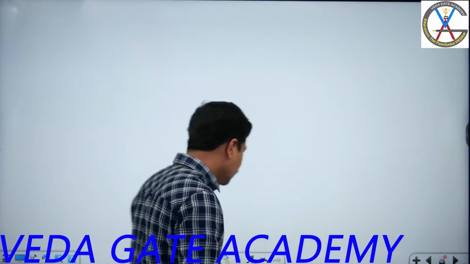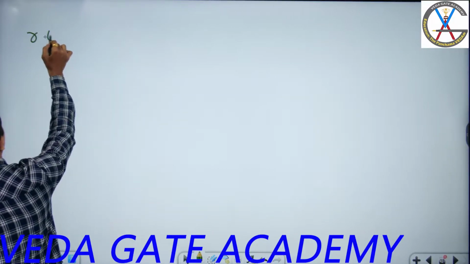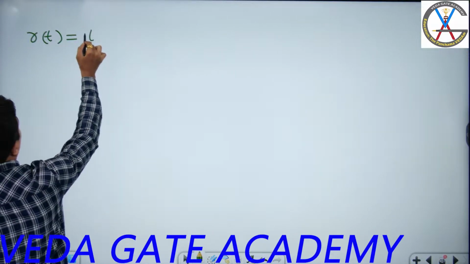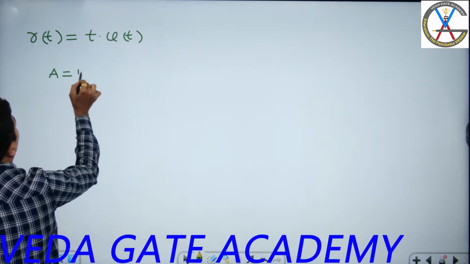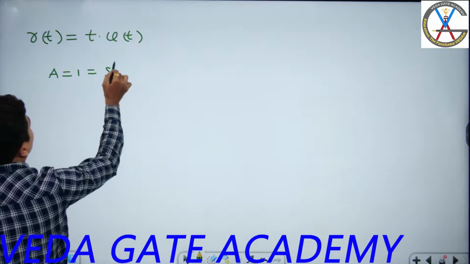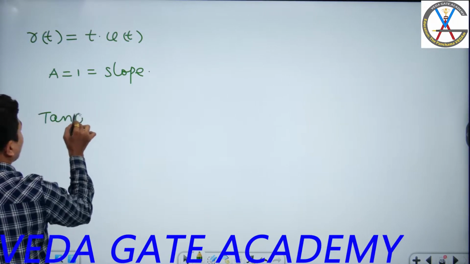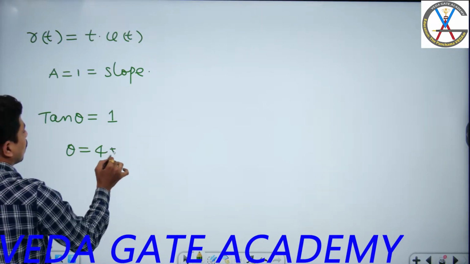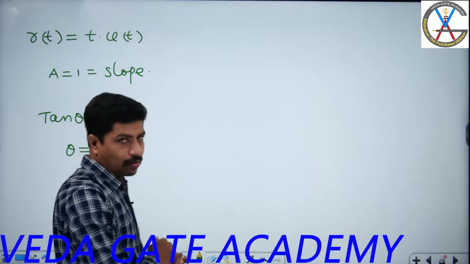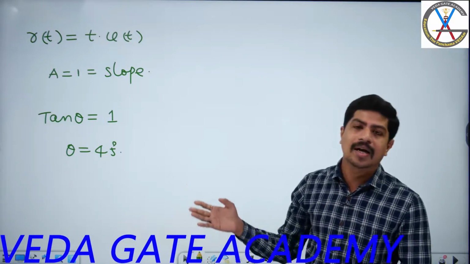So this is about the ramp signal. Then what is the unit ramp signal? R of t is equal to t into u of t. How much is a? a is equal to 1. a is nothing but the slope. Tan theta is called the slope. I told you, tan theta equal to 1. Then how much is theta? Theta equal to 45 degrees. So this is about ramp and unit ramp.